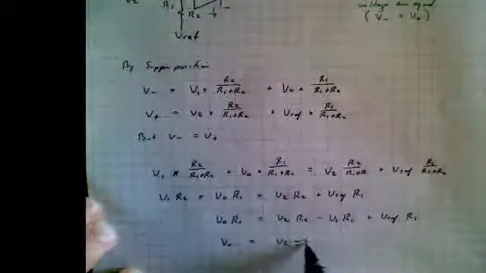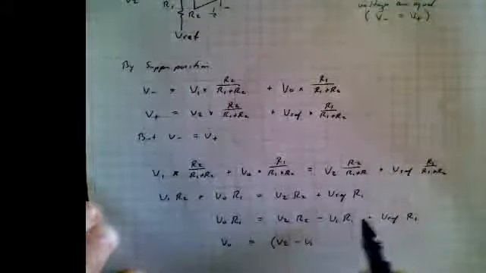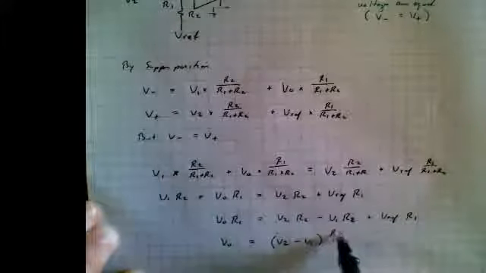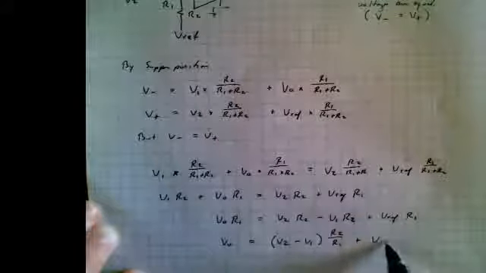So VO is equal to V2 minus V1. So I brought this over. This should have been R2 rather. So this is R2, and that didn't look right. Over R1, plus Vref. And this is the equation of the output of the generic OpAmp.